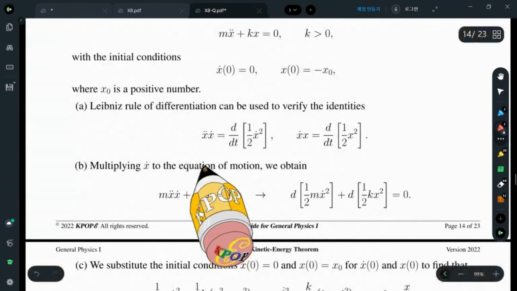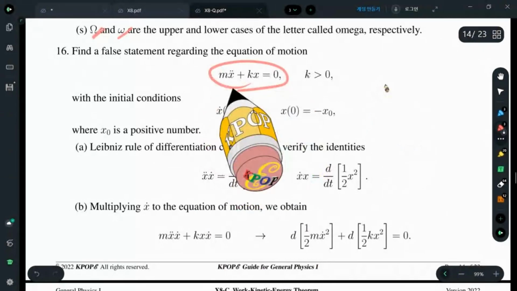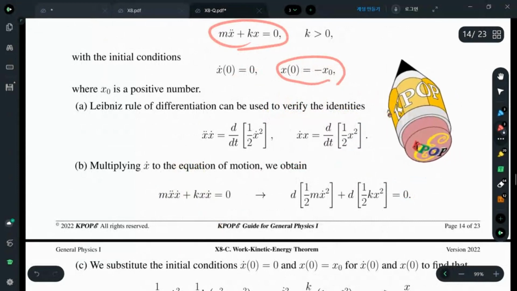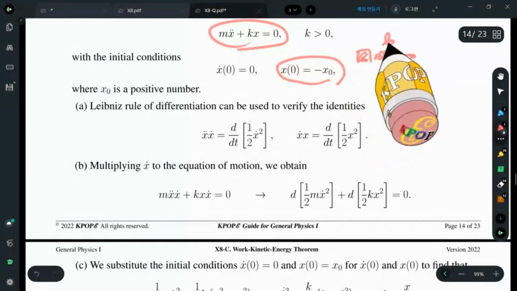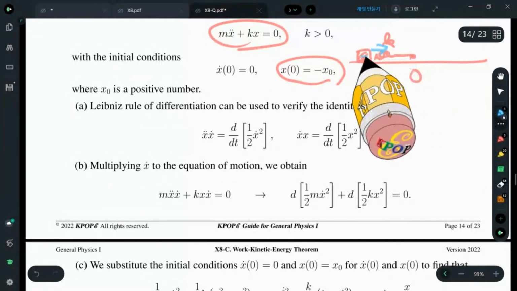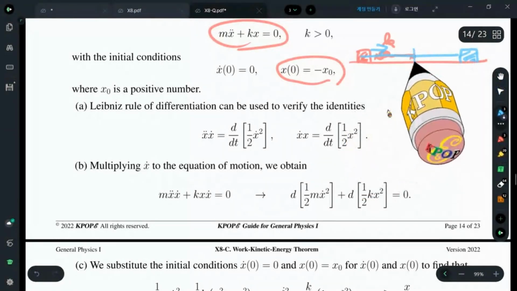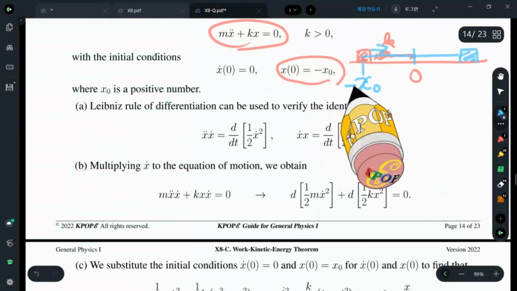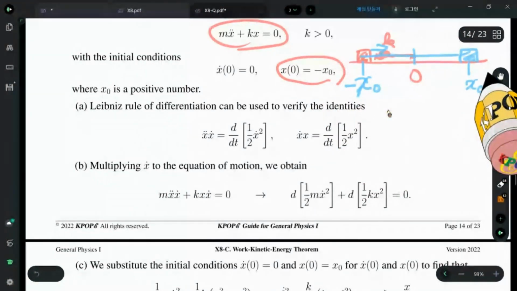16, we find a false statement regarding the equation of motion of a simple harmonic oscillator. We have some displacement from the origin, and initially the mass-spring system is here, and it accelerates toward this direction until it reaches the maximum position. You will find this system is symmetric. Minus x0 is here, and it again stops at x equals plus x0.